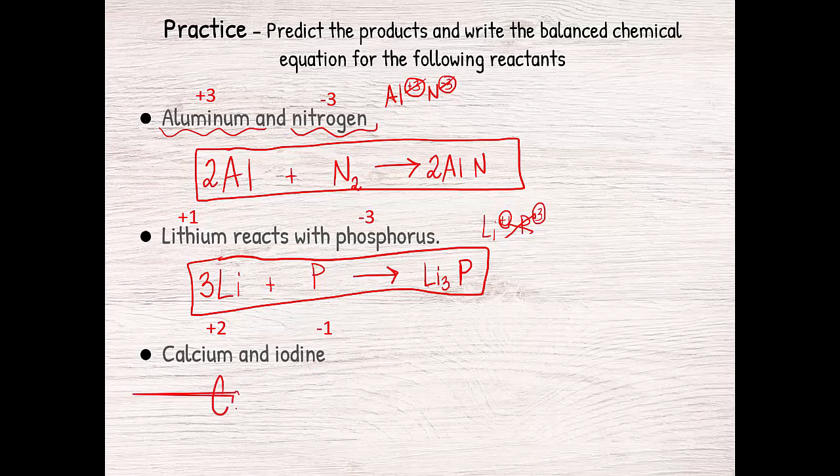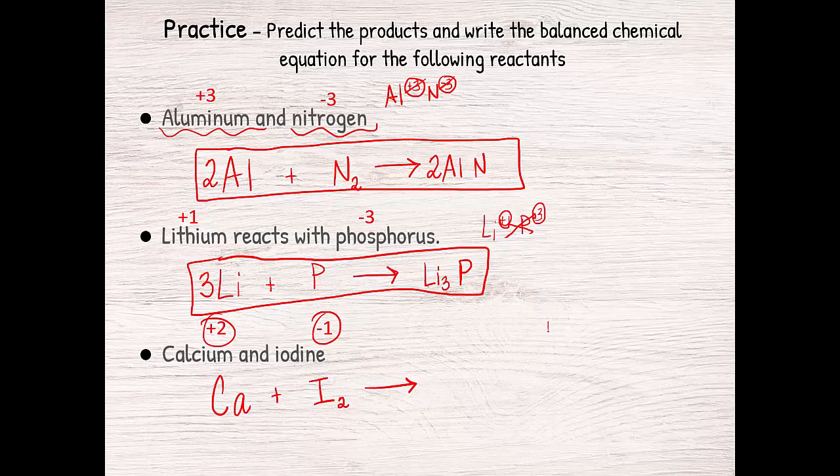All right, last one, calcium and iodine. Step 1, write down your elements. Calcium and iodine. All right, either of those elements need a 2 on them? The iodine does, because it's one of our seven diatomic elements. The calcium does not.